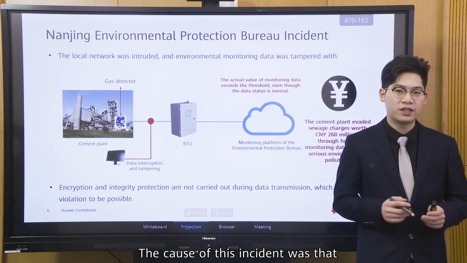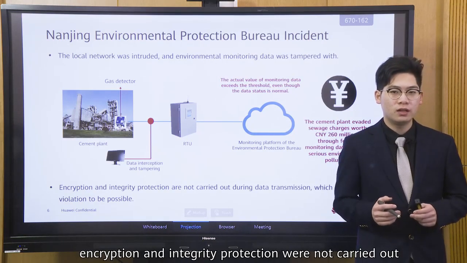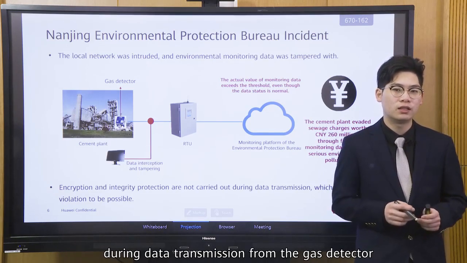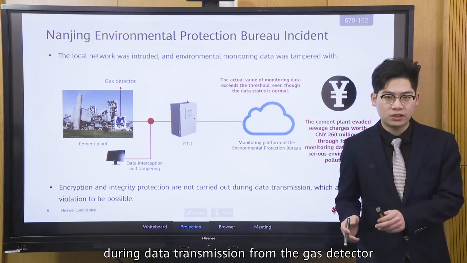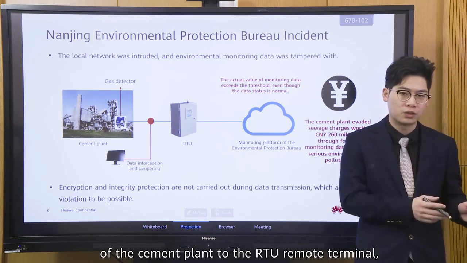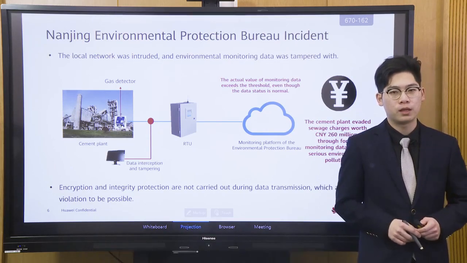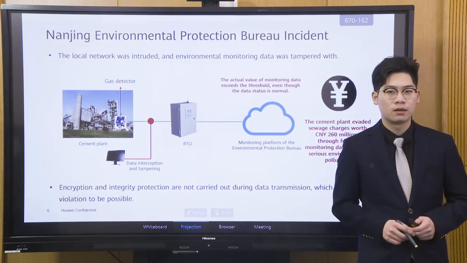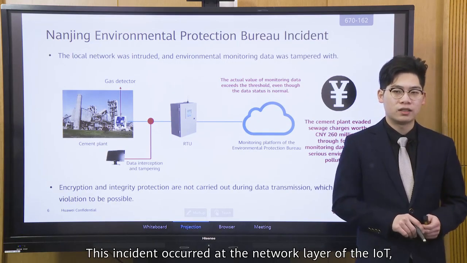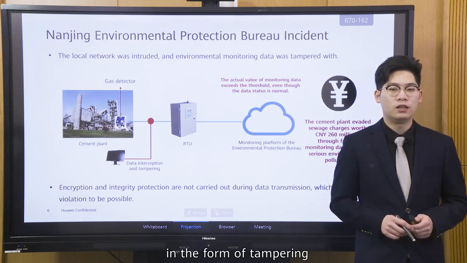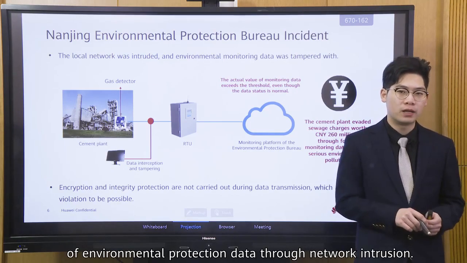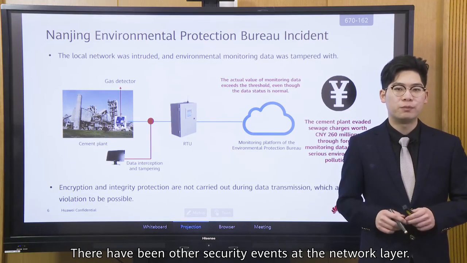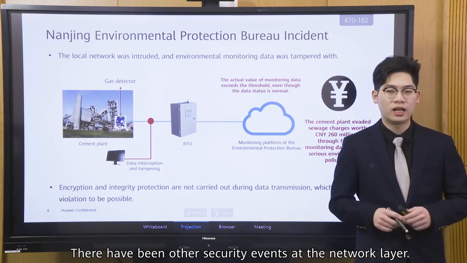The cause of this incident was that encryption and integrity protection were not carried out during data transmission from the gas detector of the cement plant to the RTU remote terminal, which made the violation possible. This incident occurred at the network layer of the IoT, in the form of tampering of environmental protection data through network intrusion. There have been other security events at the network layer.